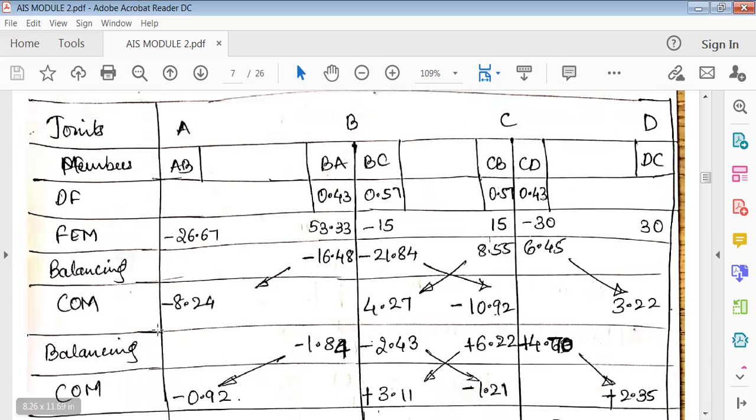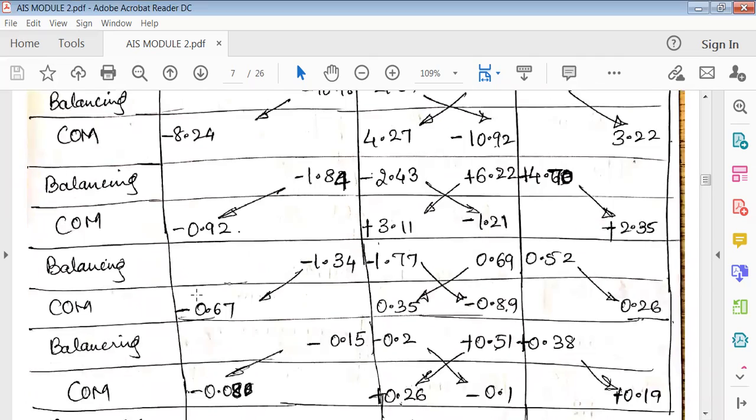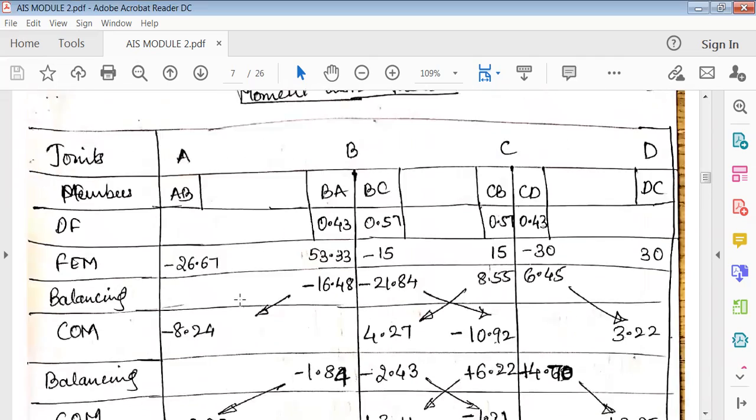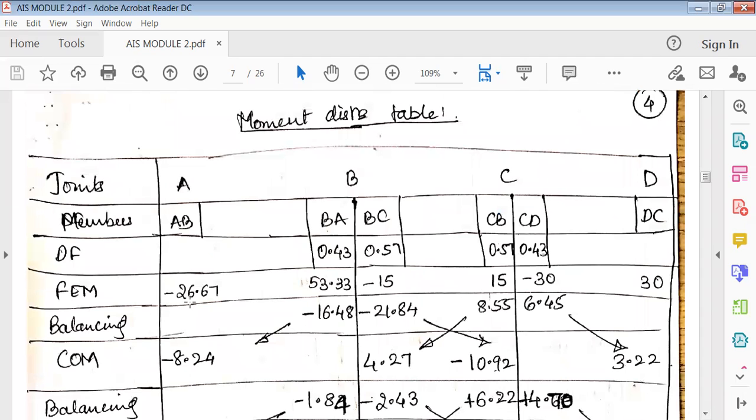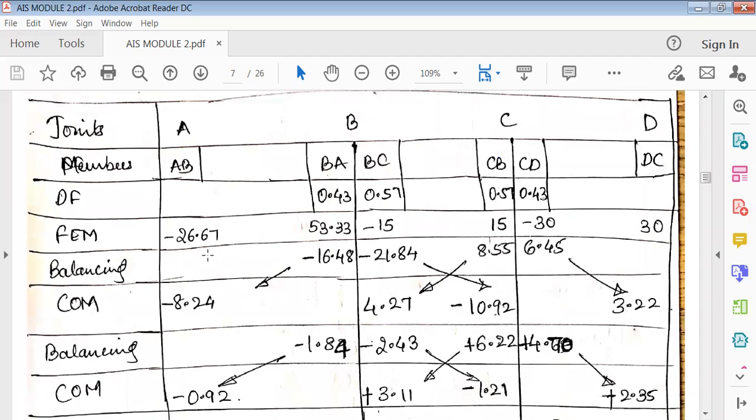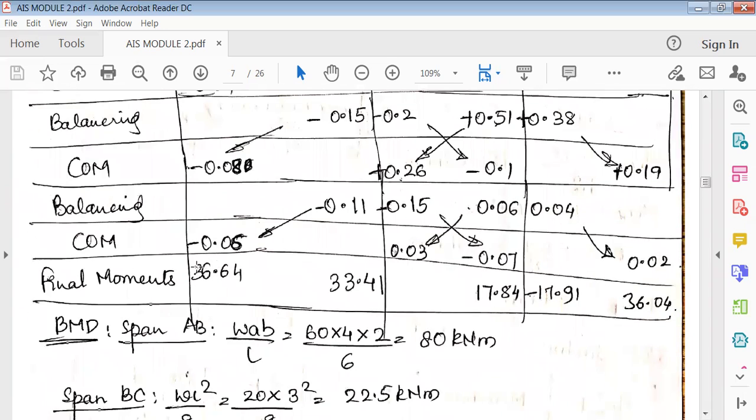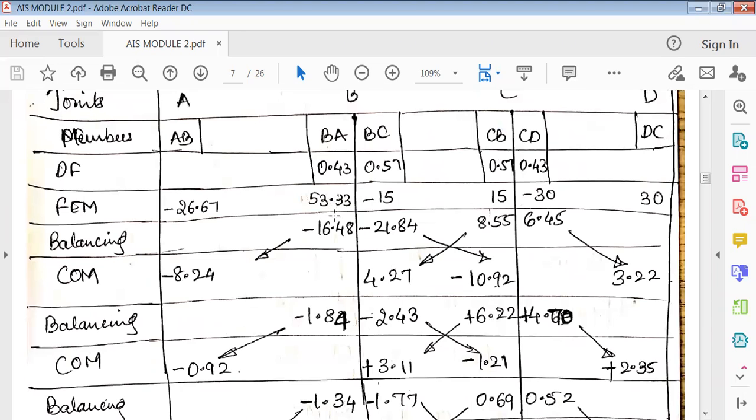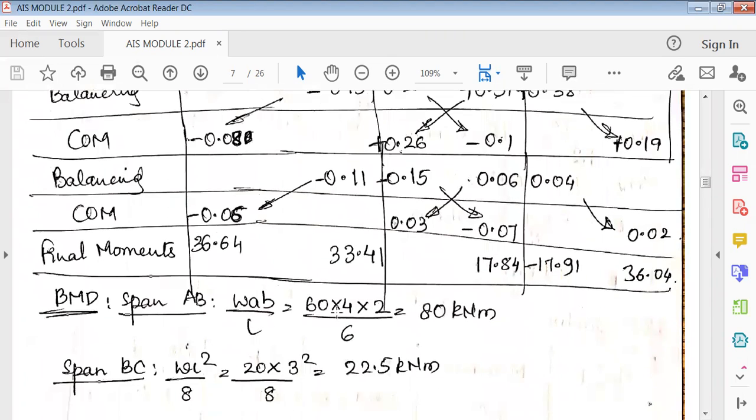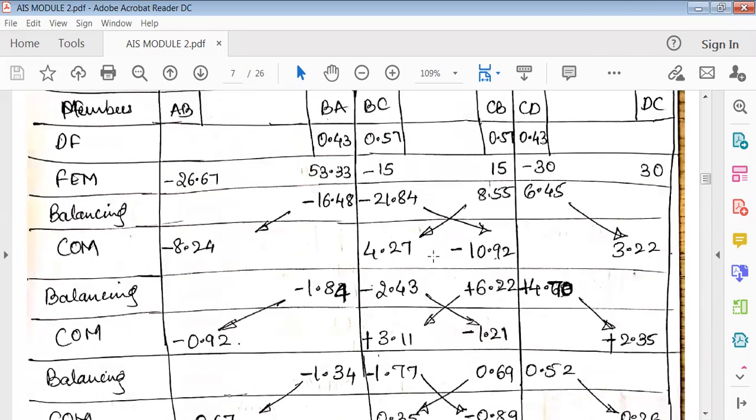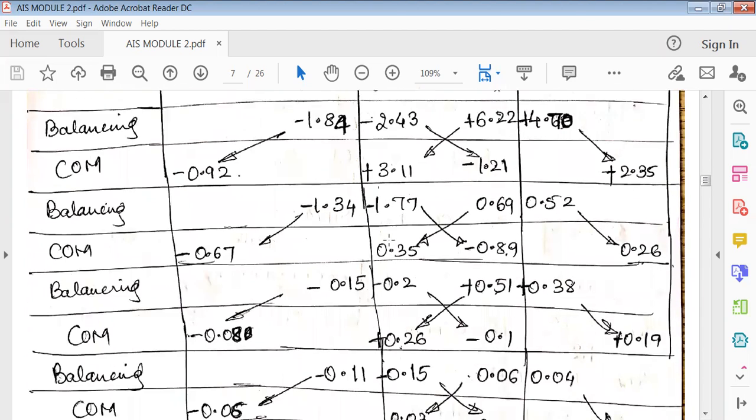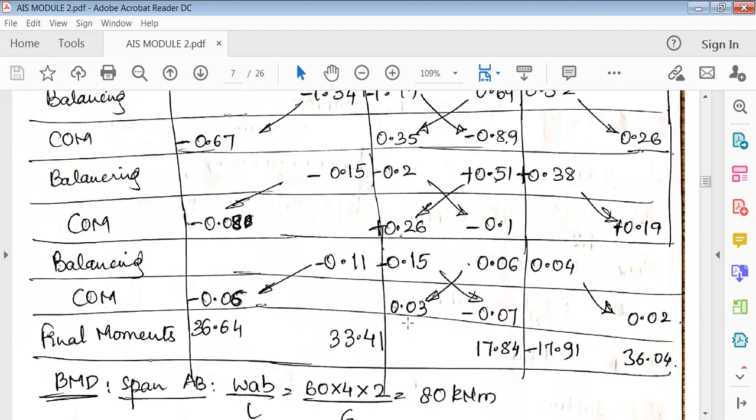Now to calculate the final end moments, be careful with the sign also. This complete column should be added here. You can see here minus 36, minus 26, minus 8, minus 9, everything all minus. This answer is minus. Similarly, here 53, minus minus minus. So it is 31.41. Here it is not solved, but okay, start solving this. Minus 15, minus 21, add all of these, complete. Then you'll get the same, minus 31.4.